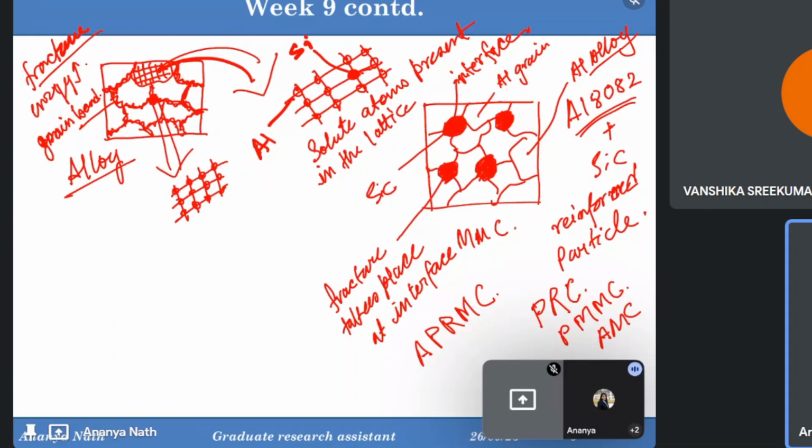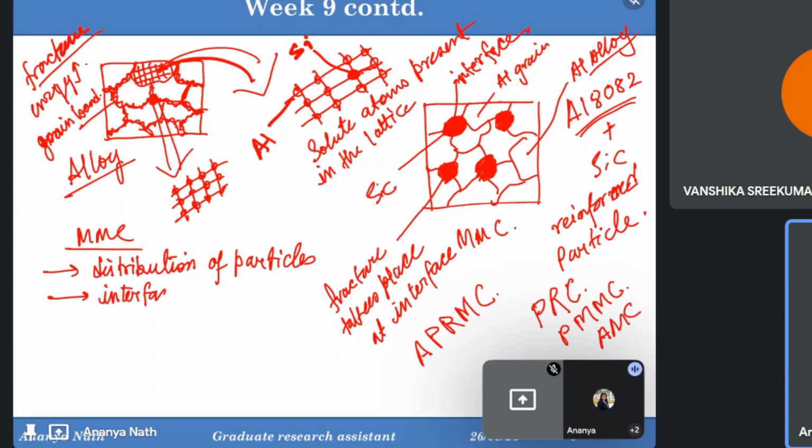So there are two major aspects in case of MMC. One is the distribution of particles, and another one is, as was said in the lecture, the wetting. I'll say the interface or interfacial bonding. Other than that, wetting you can also take as a separate entity, wetting of particles.